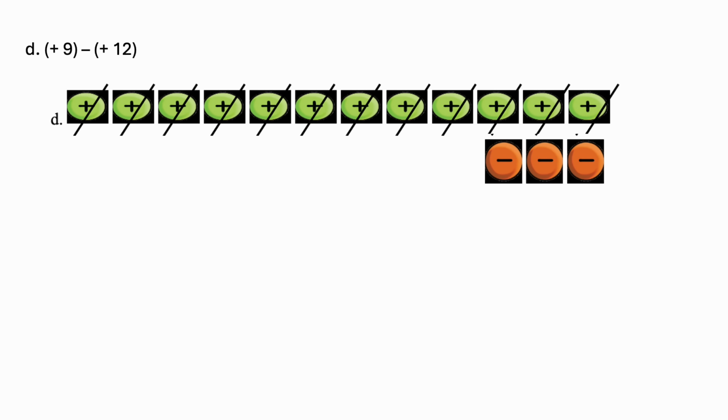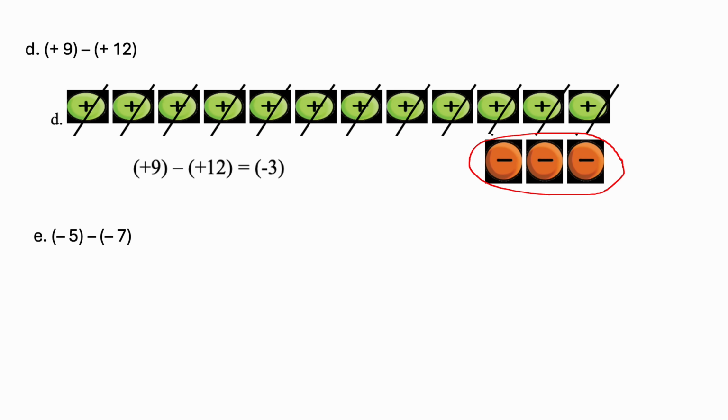Next one, plus 9 minus plus 12. How is it possible? You have to subtract 12 positive tokens from 9 positive tokens. In this case, you have to add 3 extra positive tokens and 3 negative tokens, like this. Then cancel 12 positive tokens. So remaining 3 negative tokens. This is answer.